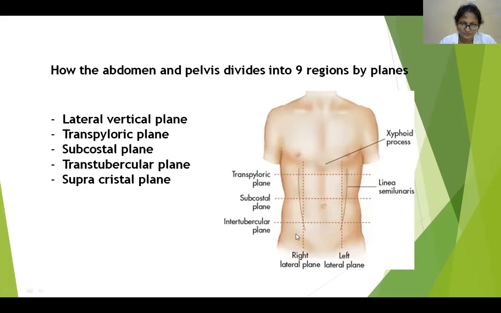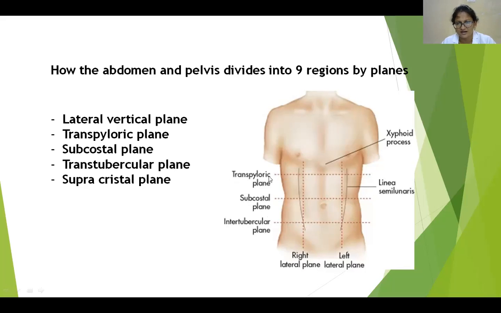Okay. Next, coming to the horizontal planes. These are the two horizontal planes. You forgot about the subcostal plane here. Here we are going to see two horizontal planes: one is the transpyloric plane and one is the transtubercular plane.